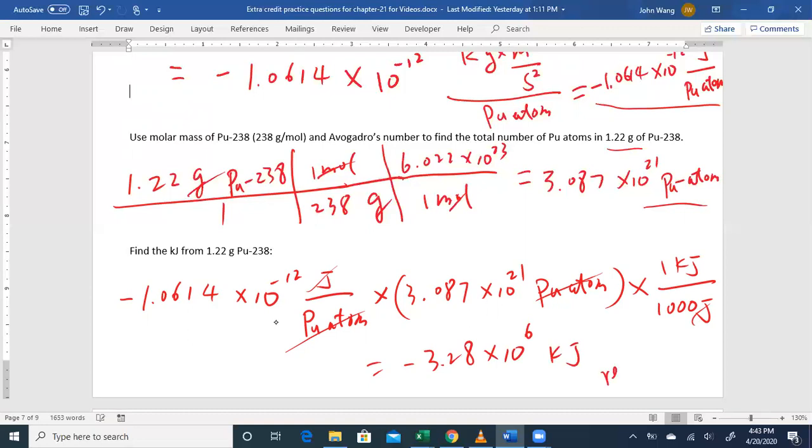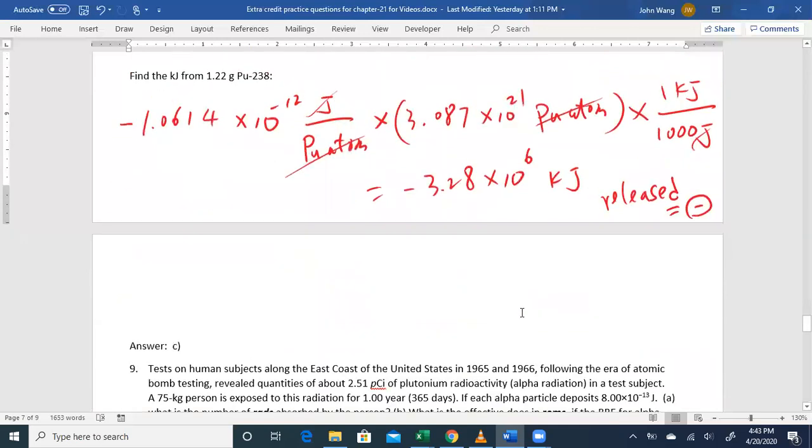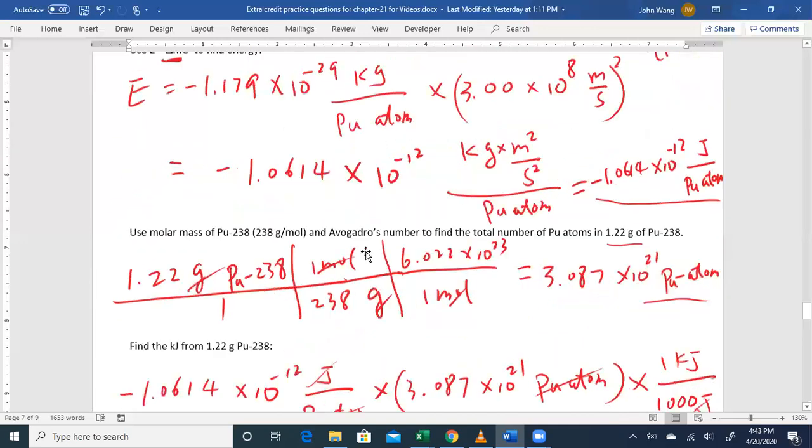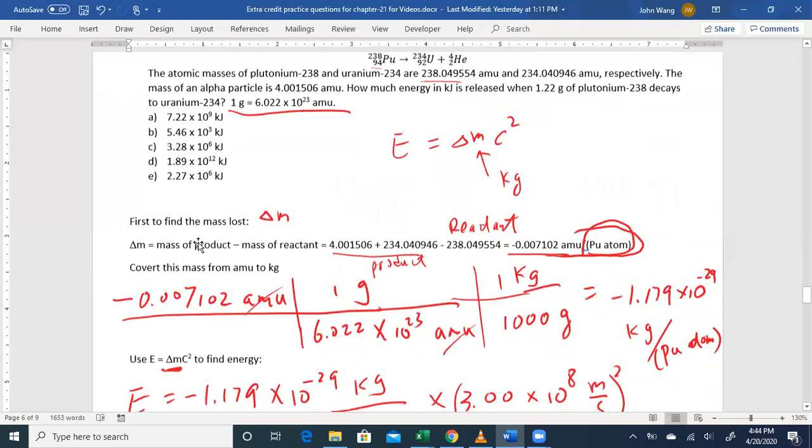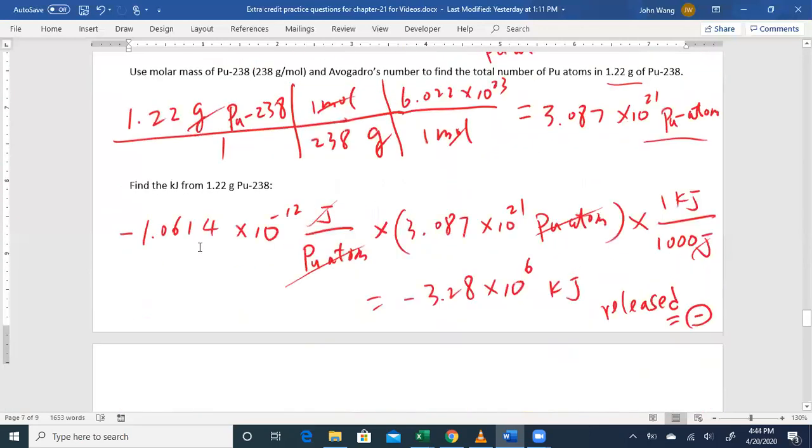Then we have the word released means negative sign. Okay. So therefore, in the answer, you pretty well know that choice has the negative sign because you see the word released. So therefore, our answer will be C. Circle that.